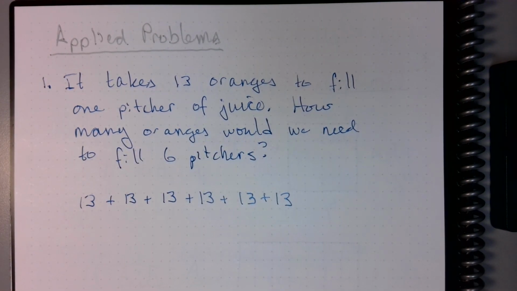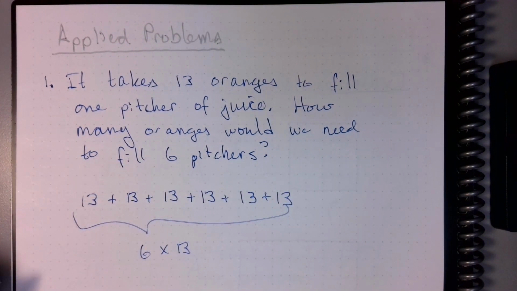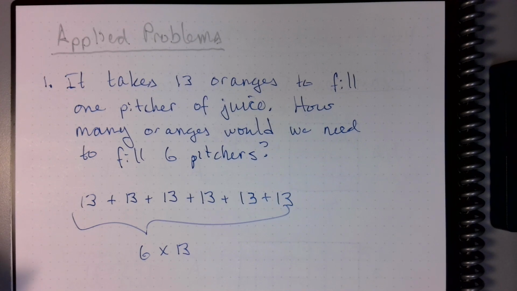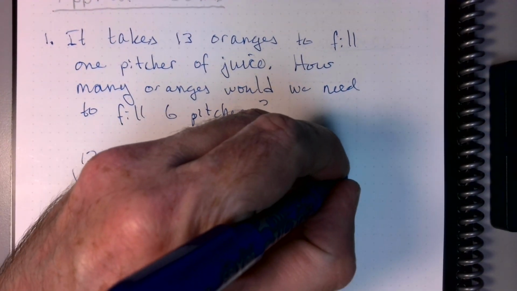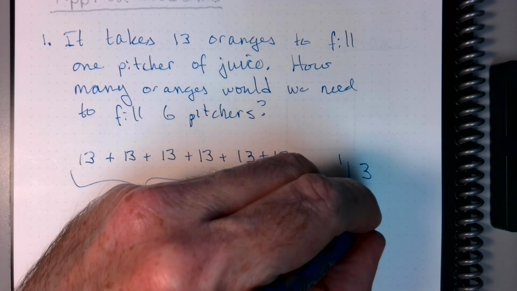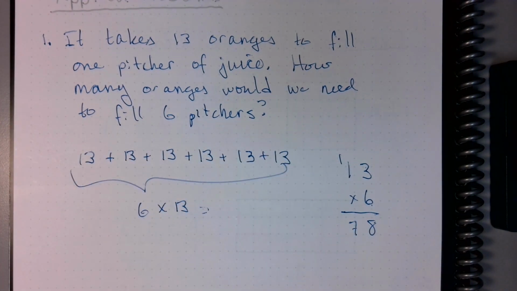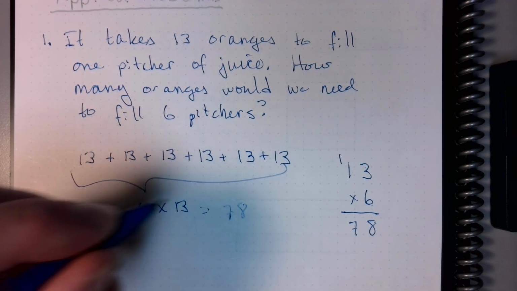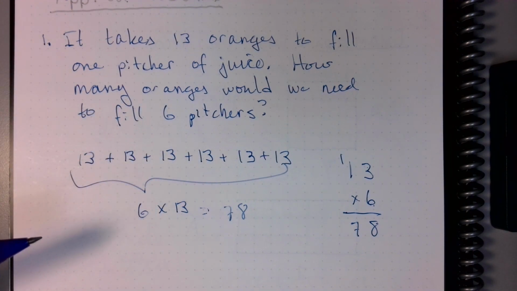And I could do all these additions. Or I could remember that multiplication is repeated addition. Multiplication is short for repeated addition. I could do 6 times 13. Okay, 6 times 13. And if you want to do the vertical method right here, 13 times 6. Okay, 6 times 3 is 18. Carry the 1. 6 times 1 is 6. So 78. Okay, so I would need 78 oranges if I wanted to do 6 pitchers of orange juice.